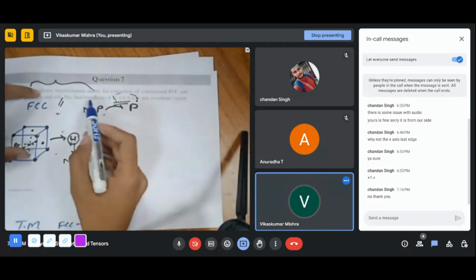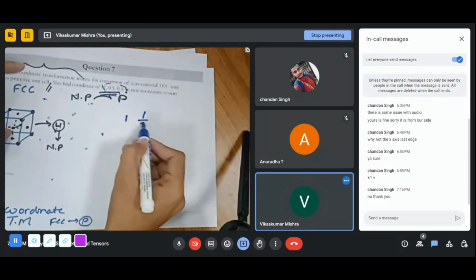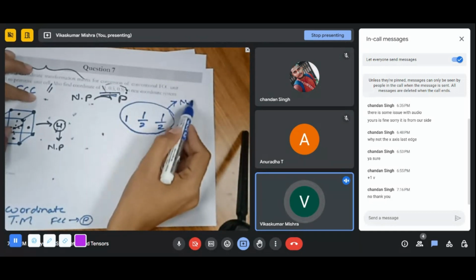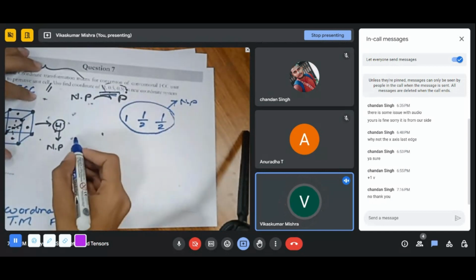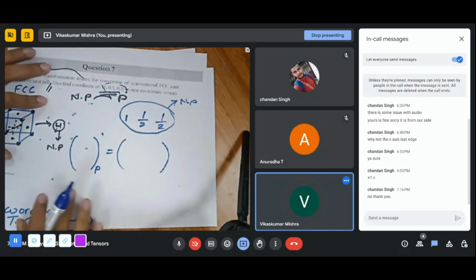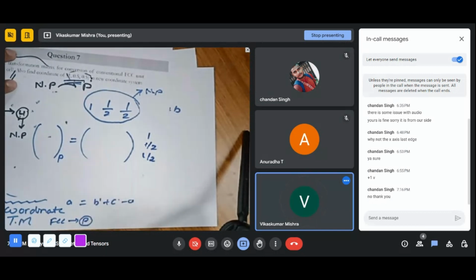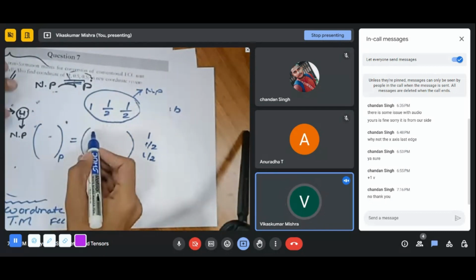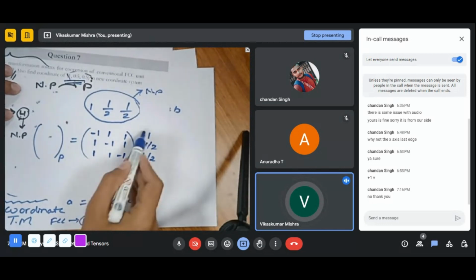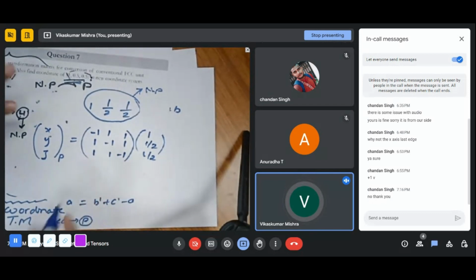The second part is telling us that we have to find the coordinate of 1, 1 by 2, 1 by 2, which was given in the non-primitive, that is the conventional unit cell. We need to find its coordinate in the new, that is the primitive unit cell. We have the coordinate transformation matrix with us, and we have the old coordinate 1, 1 by 2, 1 by 2. The matrix is minus 1, 1, 1, 1, minus 1, 1, 1, 1, minus 1. Simple matrix multiplication will give us the new coordinate x, y and z. Let's do it right now.